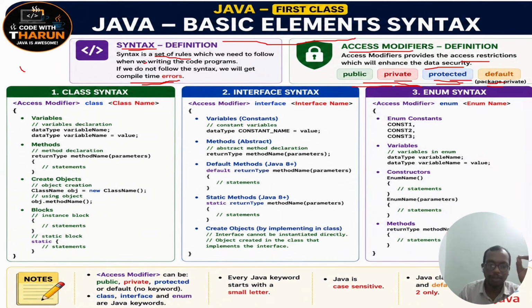Next, coming to basic elements in Java. There are 3 basic elements in Java: the first one is class, the second one is interface, and the third one is enum.